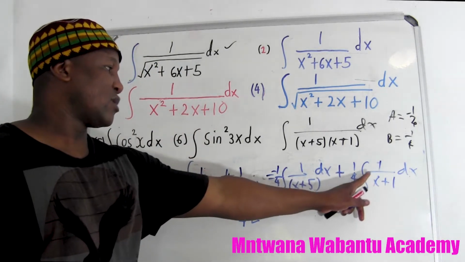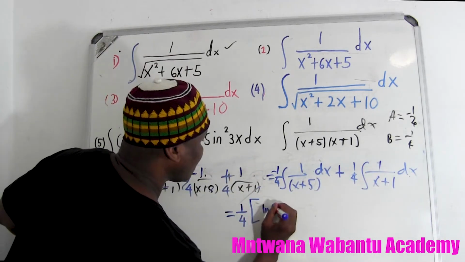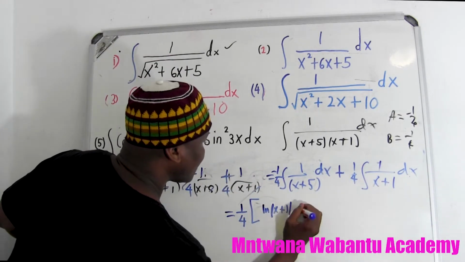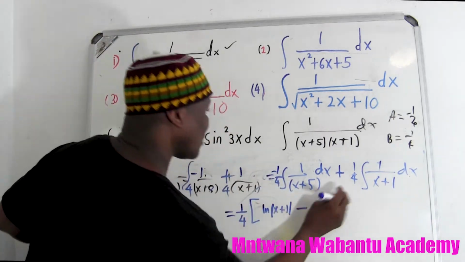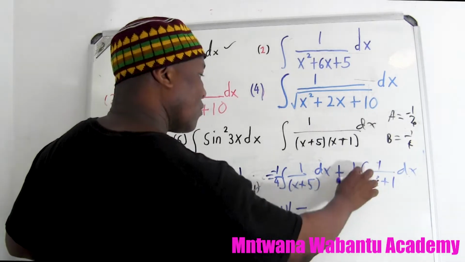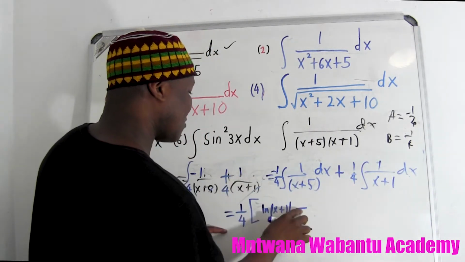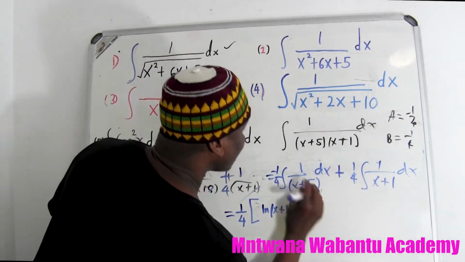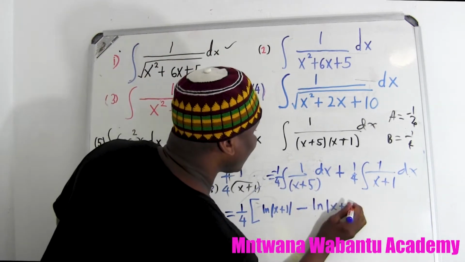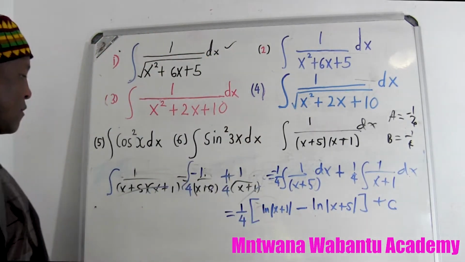If I take 1 over 4 out, then the integral of 1 over x plus 1 is going to be ln absolute x plus 1, and then minus, because this minus 1 over 4 went out, the integral of 1 over x plus 5, which is ln absolute x plus 5, plus C. So then we're done.